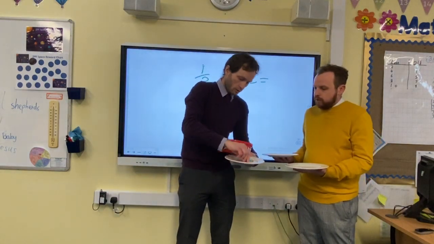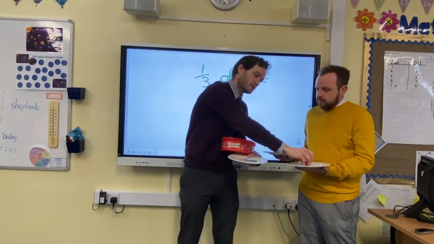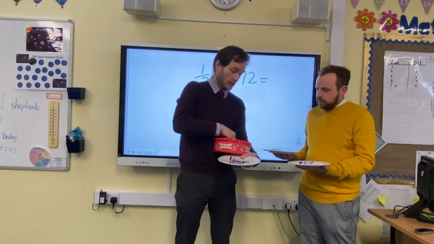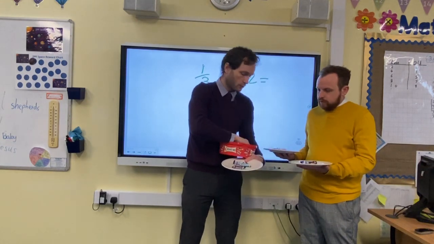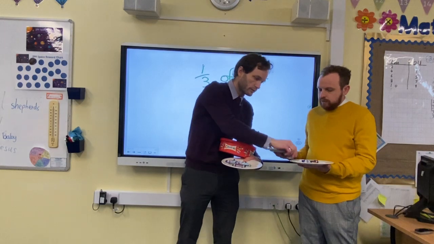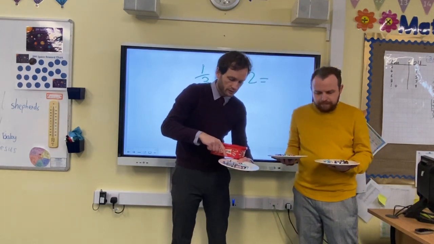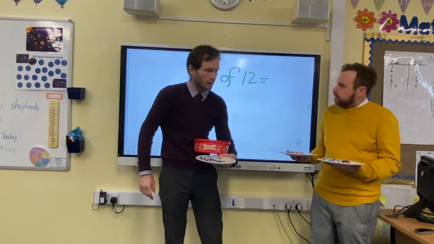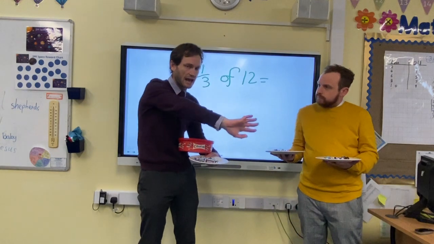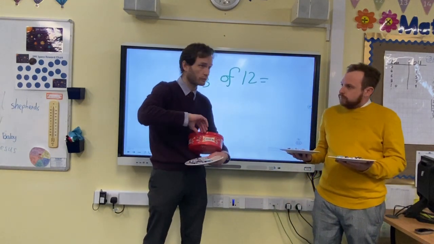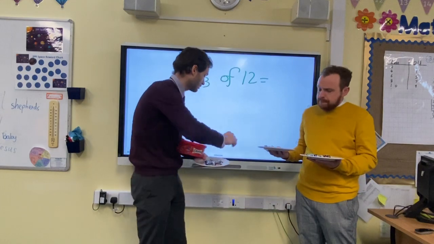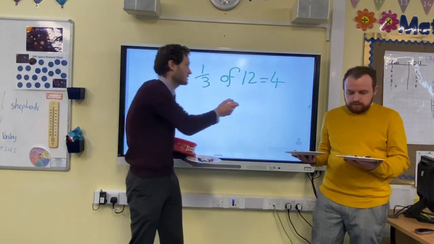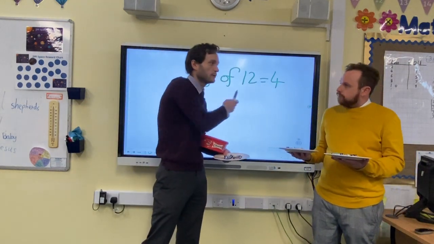So 1 for me, 1 for you, 1 for Mrs. Lee, and again until all are shared. Perfect. Okay, so I can see there's 4 on this plate, there's 4 on this plate, and there's 4 on this plate. So we've worked out that if we share our 12 sweets into 3 groups, into thirds, we get 4 sweets each. So 1/3 of 12 equals 4.